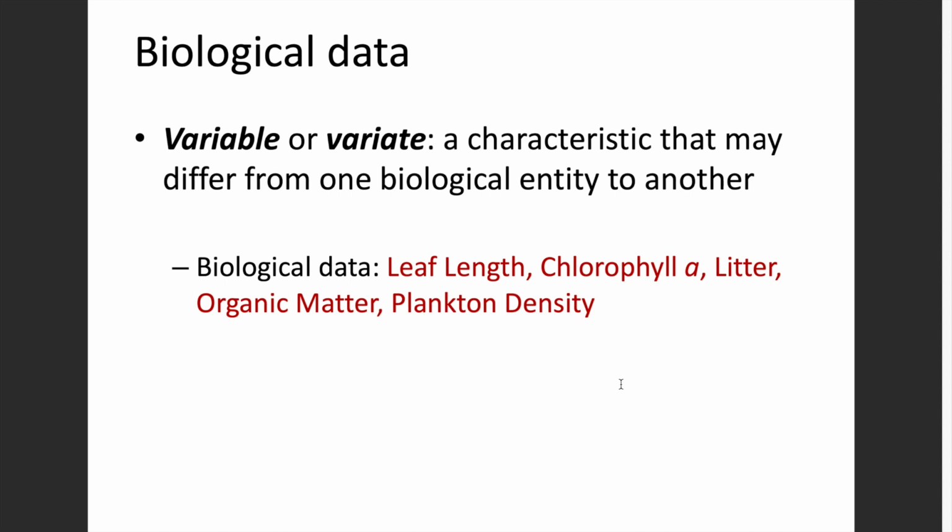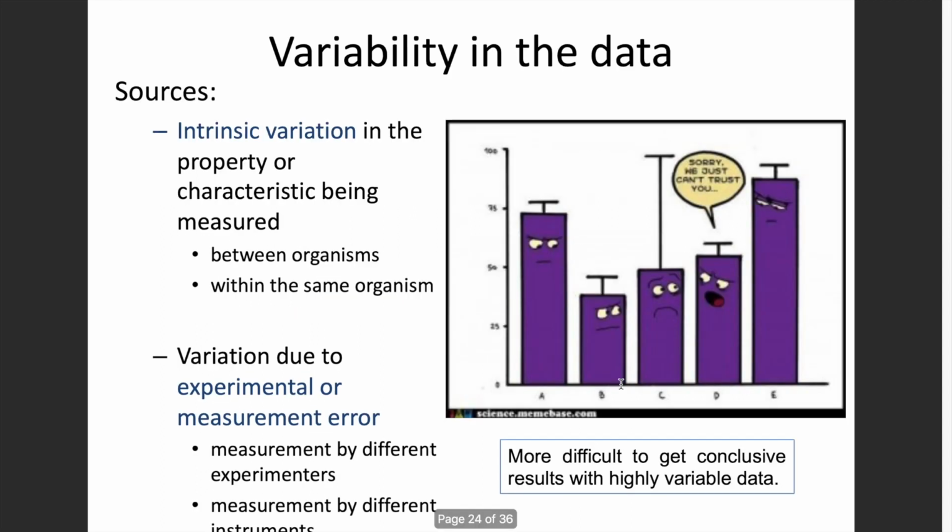And what do we do now? It's really hard, no? There's this variability in the data. The first source of variability in your data is your intrinsic variation, or the inherent property of the organism or the thing that you're measuring, or the inherent variability within the same organism. So this intrinsic variation is within the organism itself. That's the first source of variability in most biological data.